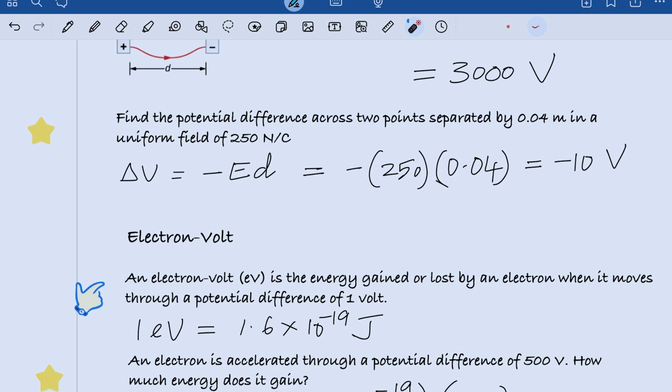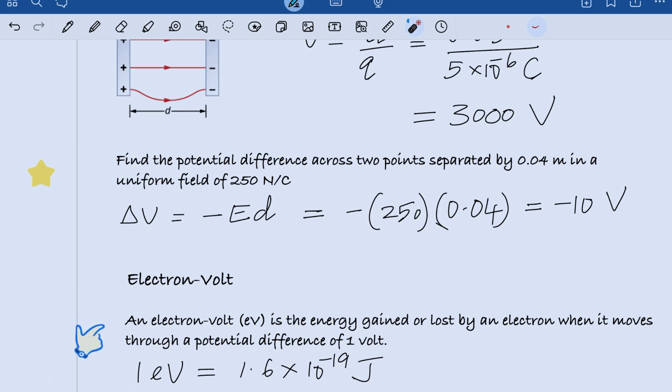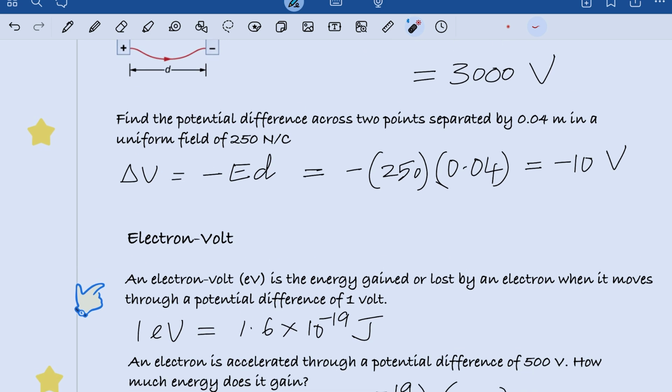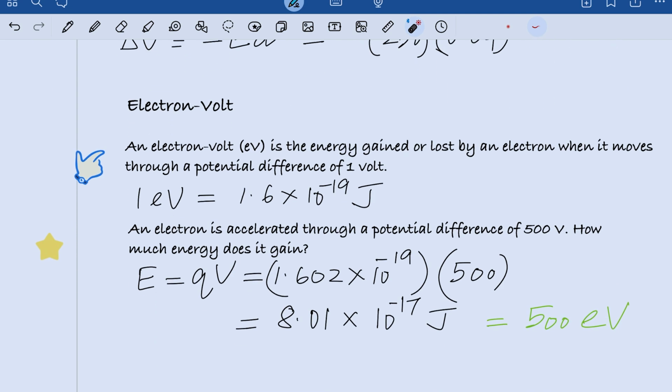So it's easy. If you're given the voltage, like I've shown here, an electron is accelerated through a potential difference of 500 volt. How much energy does it gain? 500 electron volt. There.